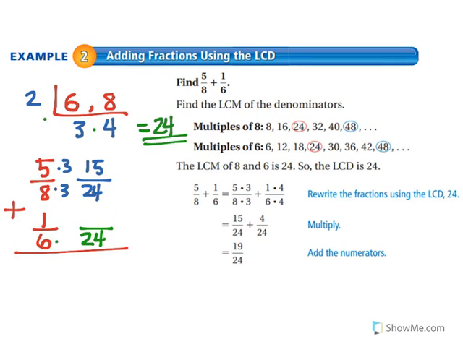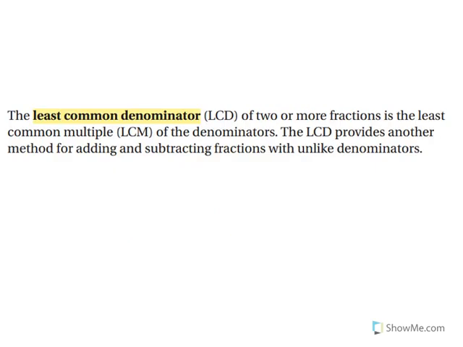6 times what number gets me 24? Well, if I can't think of that, I can think 24 divided by 6 is 4. Therefore, I can multiply the top and the bottom by 4, and I get 4 over 24. Now, when I combine these, I get 15 plus 4 is 19 over 24. I get the same answer as I did over here.